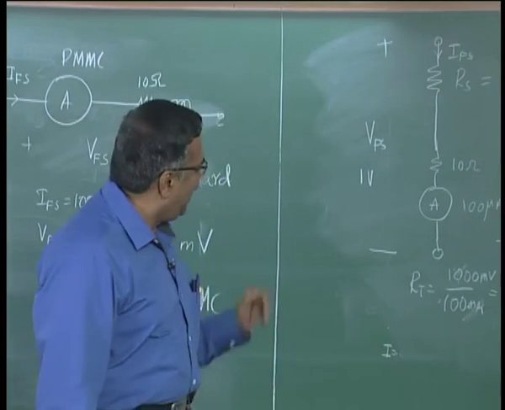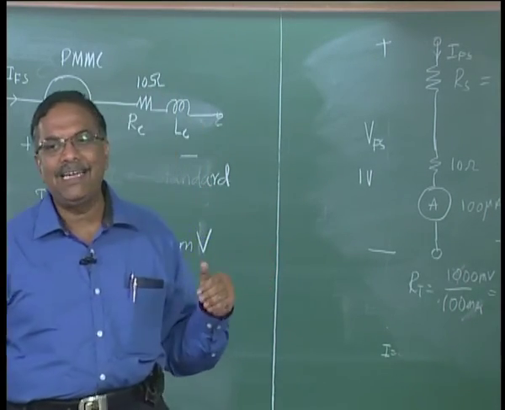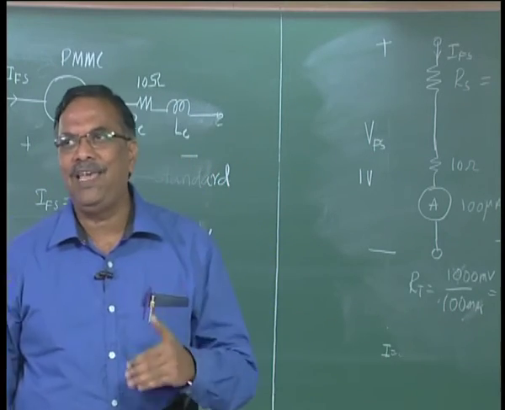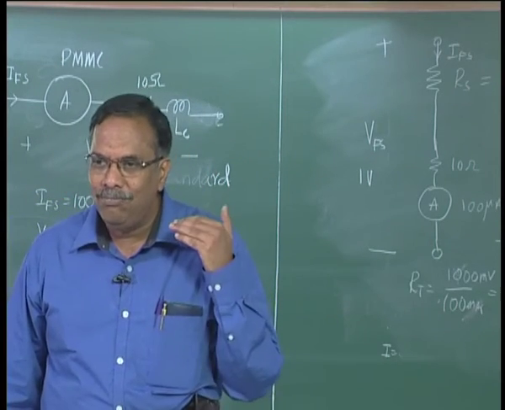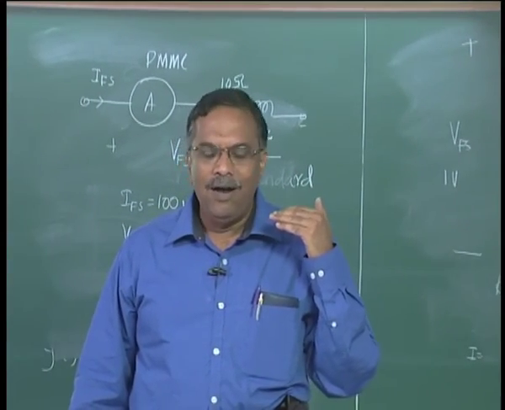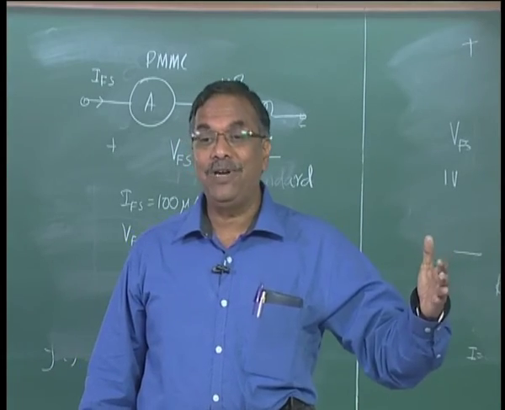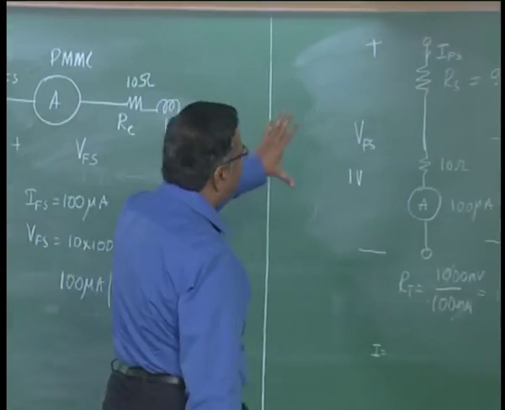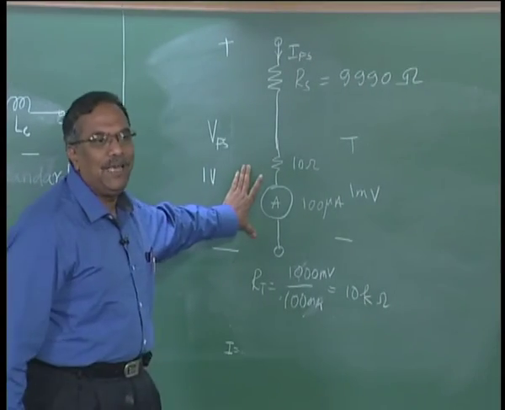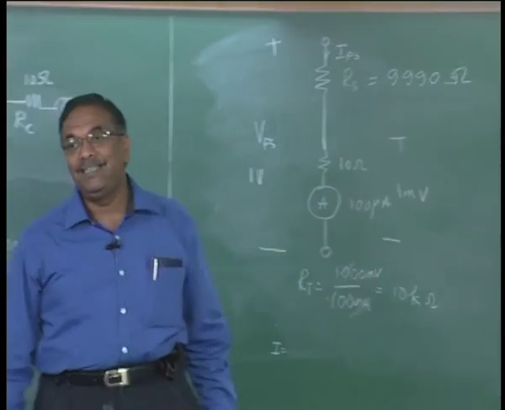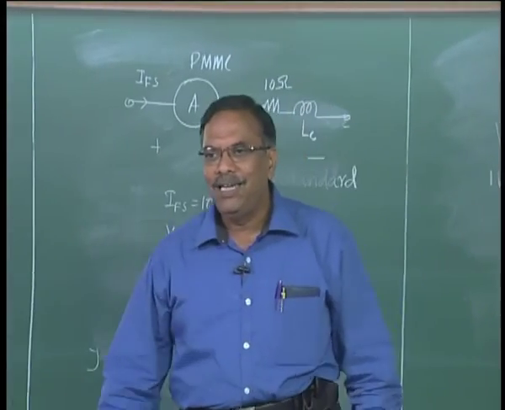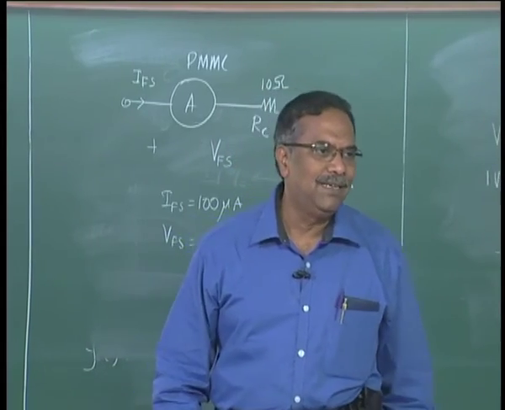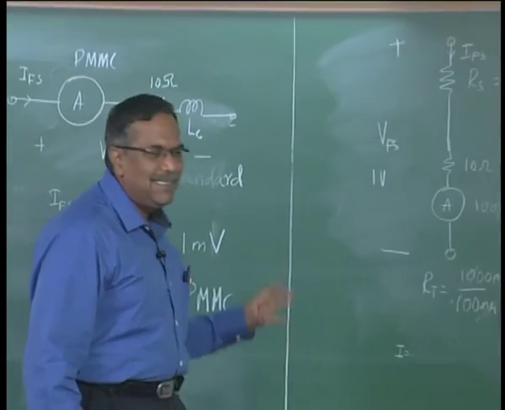So by connecting a shunt resistance, I can convert my basic PMMC ammeter into any type of ammeter I want, any full scale amperage I want. By connecting a series resistance to my basic PMMC ammeter, I can convert the ammeter into a voltmeter, right, simply connecting a series resistance.